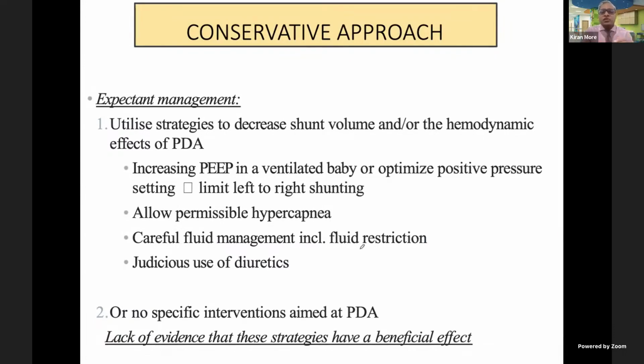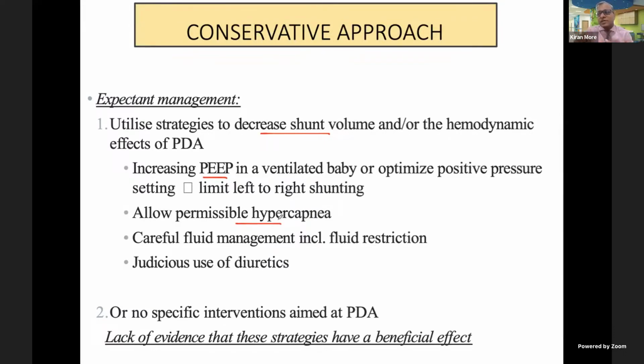So if you find the PDA, again, no need to jump and start treatment straight away. There are some expectant and conservative management also can be done, such as to reduce the shunt volume to the lungs. We saw that PDA floods the lung. So can we do something to reduce that? One of the simplest things is increasing the PEEP on the ventilated baby. So increase the positive pressure ventilation, allow some permissible hypercapnia. So accept higher CO2s. Don't overventilate this baby.